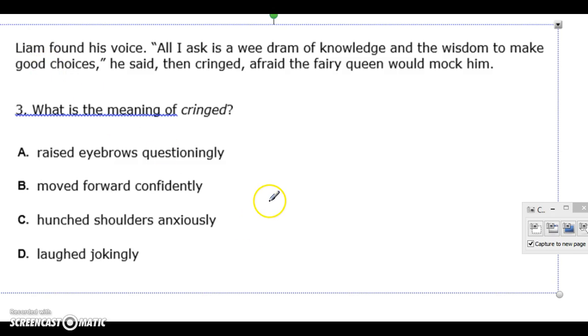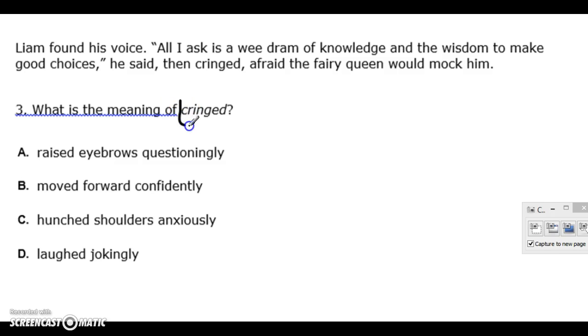Last one we're going to do together, number 3. It says, "Liam found his voice. 'All I ask is a wee dram of knowledge and the wisdom to make good choices,' he said. Then cringed, afraid the fairy queen would mock him." What is the meaning of cringed?